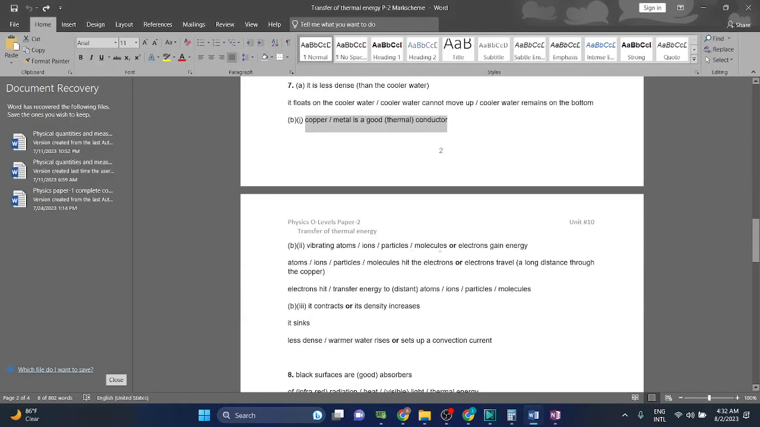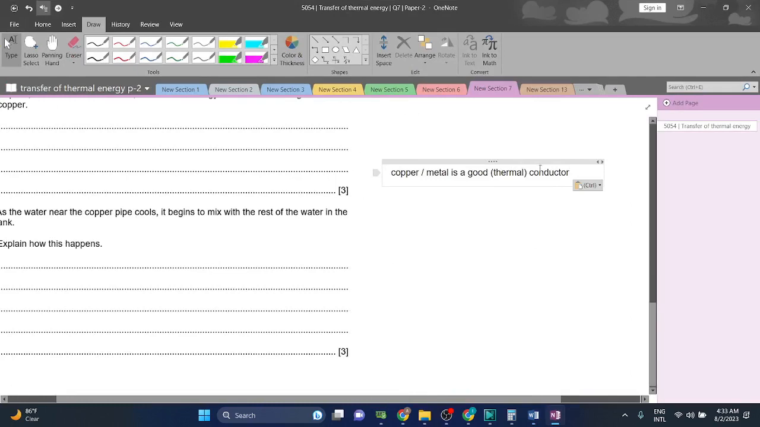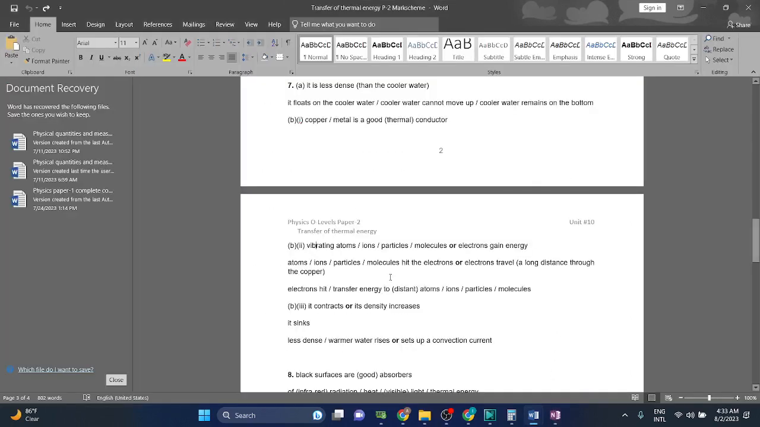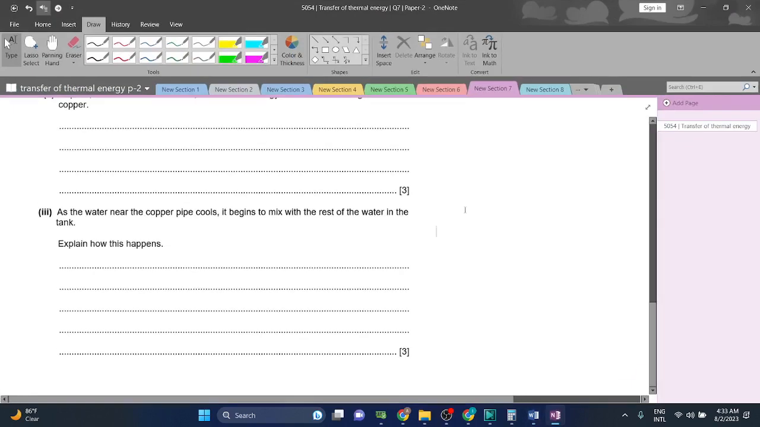Vibrating atoms, ions, particles, molecules, or electrons gain energy. Atoms, ions, particles, molecules hit electrons. Electrons travel a long distance through the copper. Electrons hit, transfer energy to distant atoms, ions, particles, and molecules. So yeah, this is the answer.